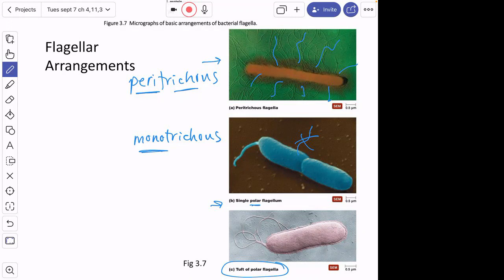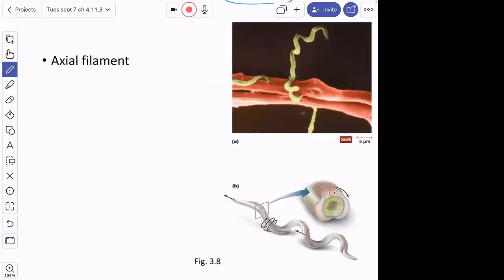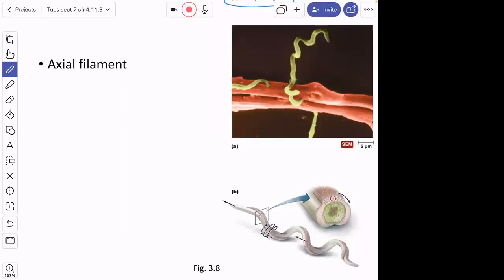And of course, there is this oddball flagella called an axial filament, which remember the spirochetes have. Just a close-up of that. This is a kind of flagella that's actually enclosed in a membrane.